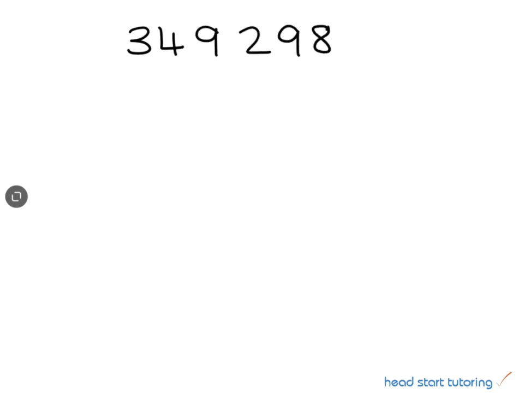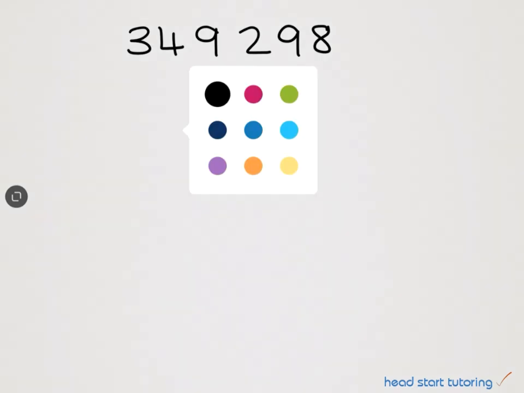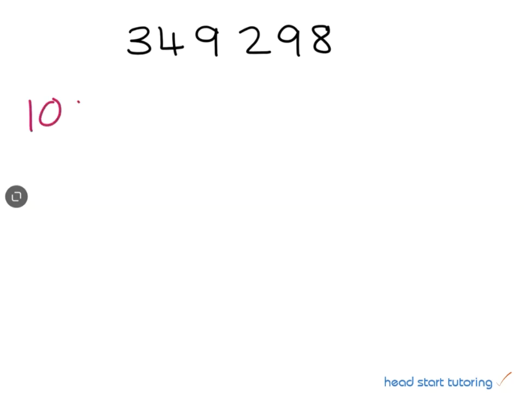We are now going to round the number 349,298 off to firstly the nearest 1,000, then the nearest 10,000, and then the nearest 100,000. So let's first consider rounding this number off to the nearest 1,000. What we need to do is underline the value of our 1,000. We've got 9 thousands in this number.